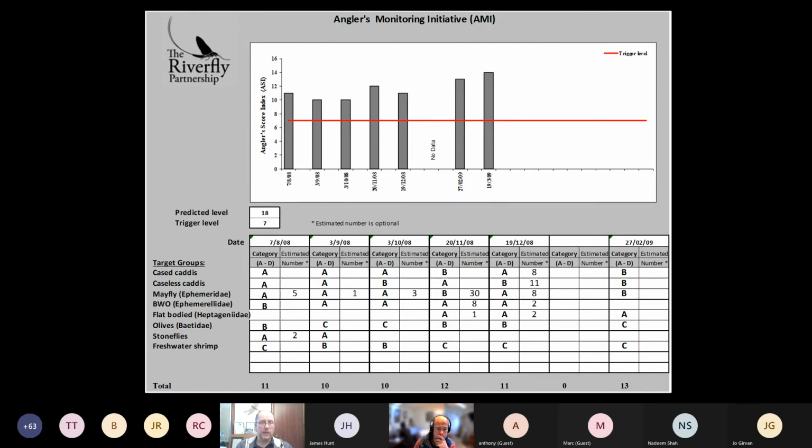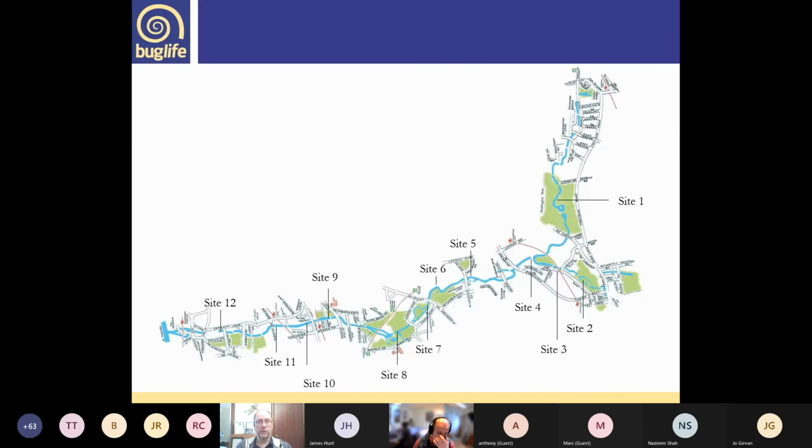On this graph here, the red line is a trigger level that's been set by, in this case, I think it was the Environment Agency. Above that is good, below that there's cause for concern. And this has been used throughout the UK now by angling groups and other river interests to monitor their rivers. They tend to be monitoring on a monthly basis throughout the year, so they're providing much better coverage than the agencies are able to do with their limited resources.